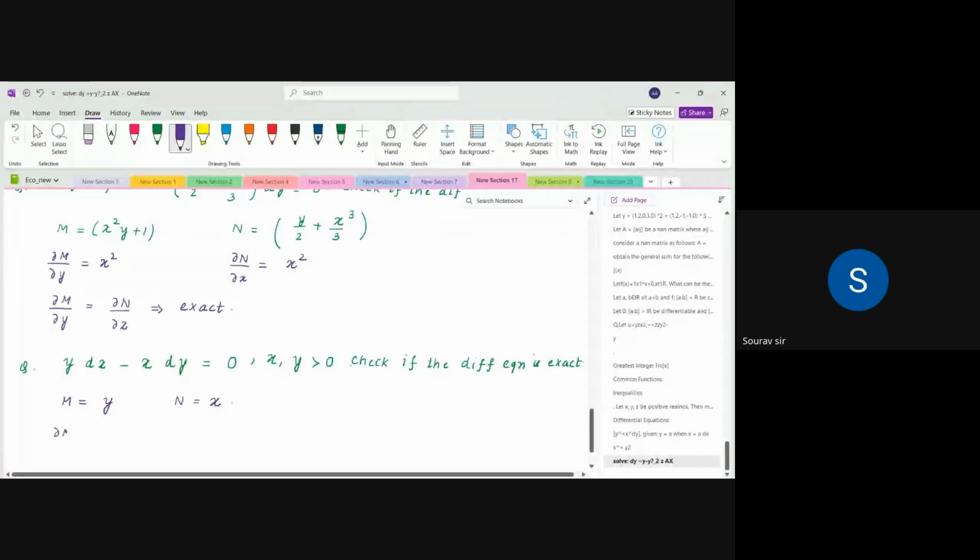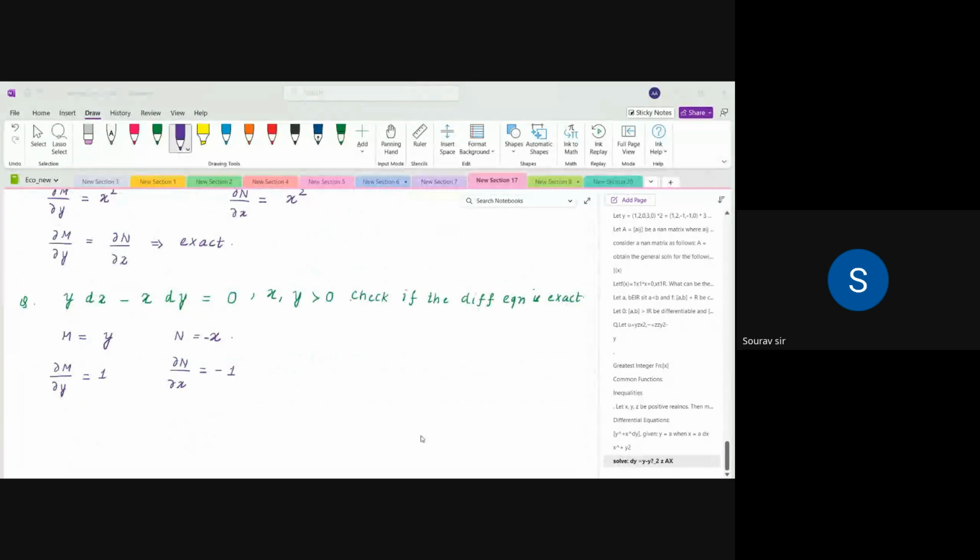So what are the partial derivatives? Sorry, this will be minus x. The partial derivative of the first will be 1, and of the second will be minus 1. Right? Sorry, 1 or minus 1.